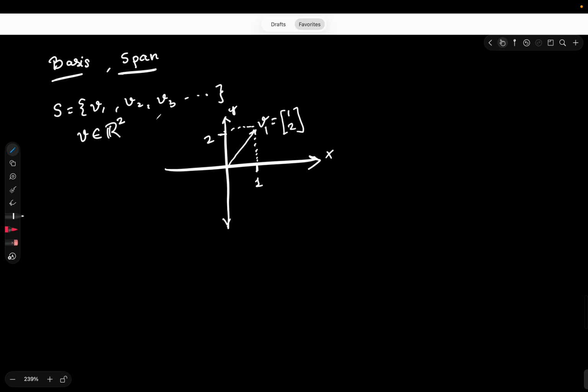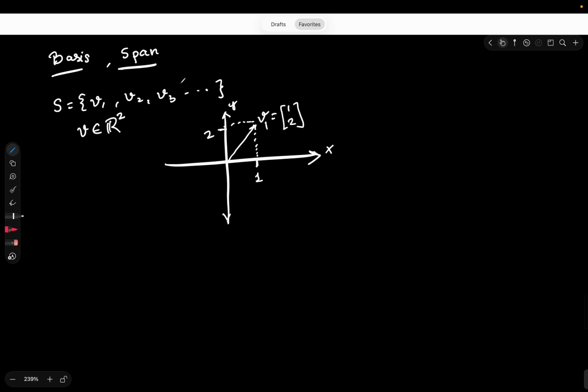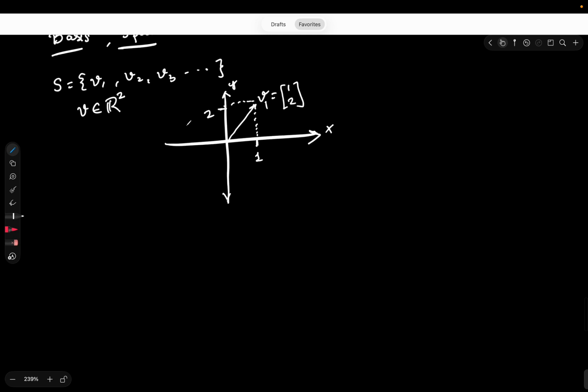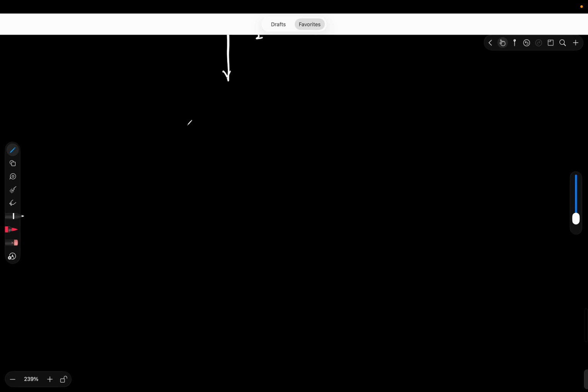If it was three-dimensional, if V belongs to R3, then there would have been another Z axis there. So then it would be three-dimensional. Above three-dimensional, we don't have the provision of visualizing them. So we can only visualize up to three dimensions, but the vectors can actually go up to n dimensions.